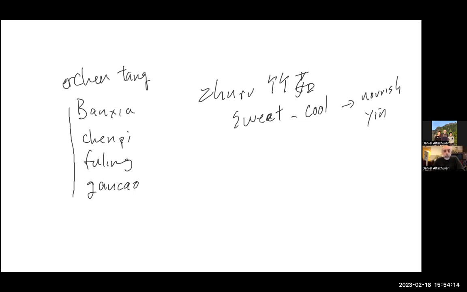There's another formula called Jupi Juru Tang. Jupi again is the Chenpi. So that's a great formula. That's a Shanghan Jingui formula. That's also good for stomach heat, deficiency heat in the stomach with nausea. And that includes herbs like Chenpi, Shengjiang, and then Renshen, because it's a deficiency. So you can look up Jupi Juru Tang if you're interested in that formula. Also a good formula to know.